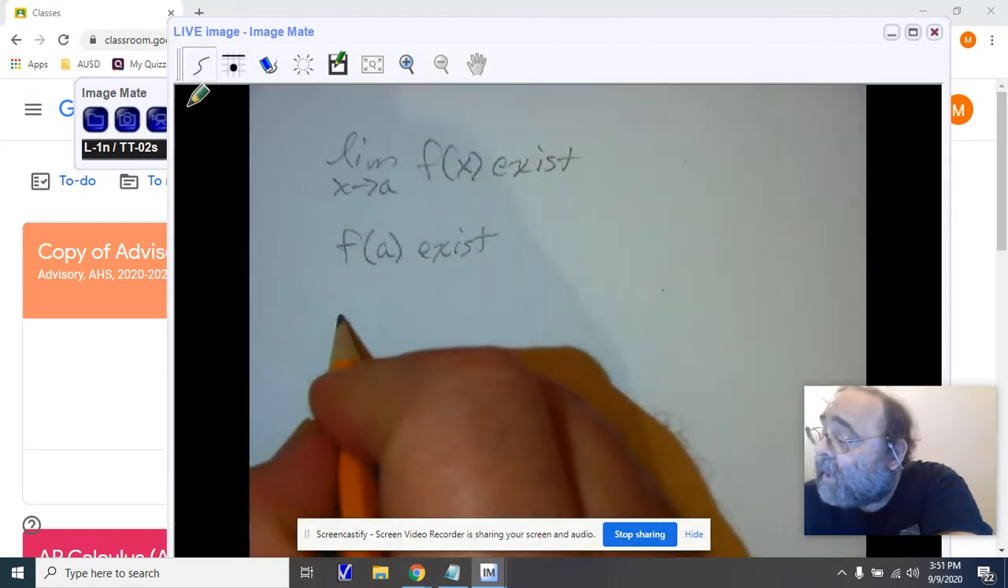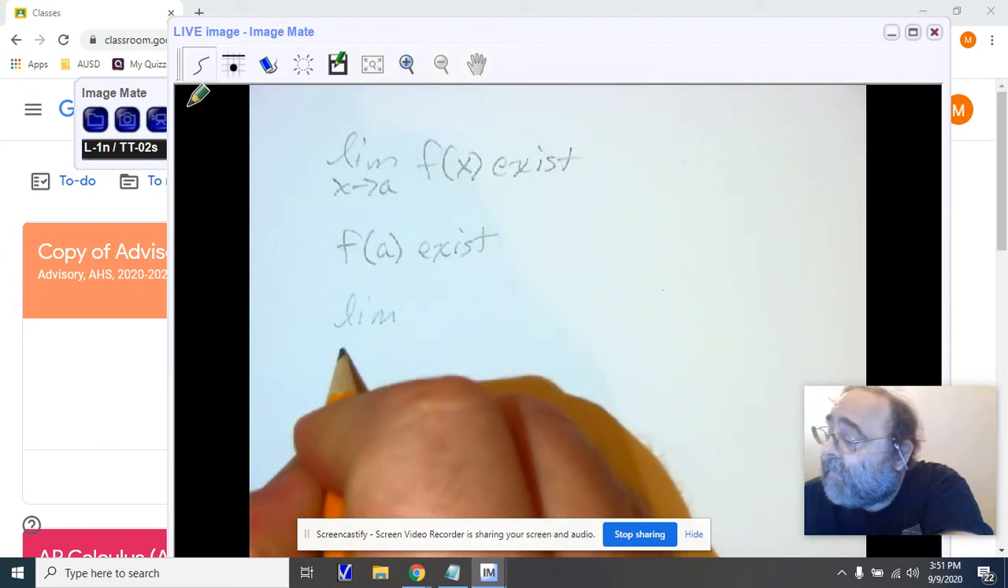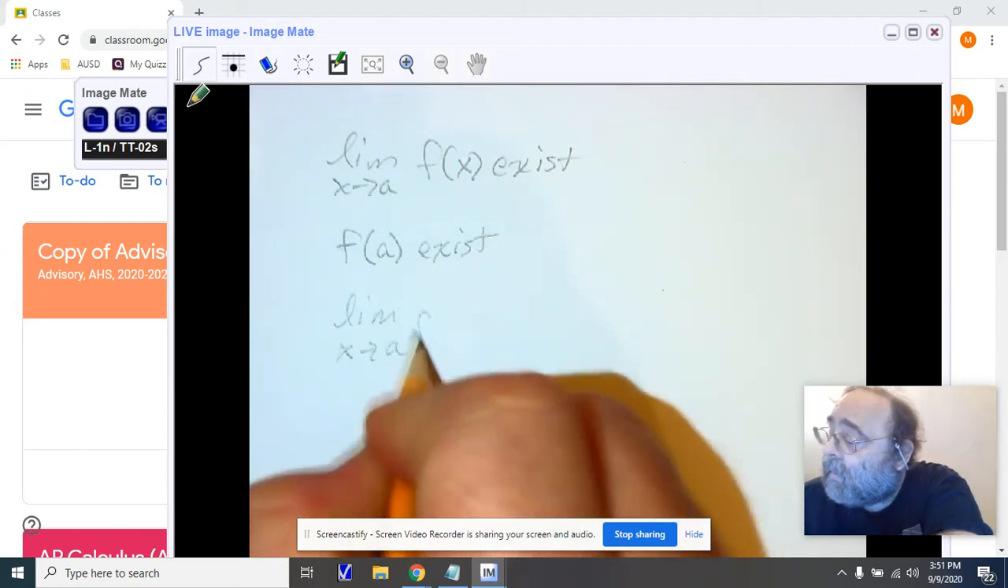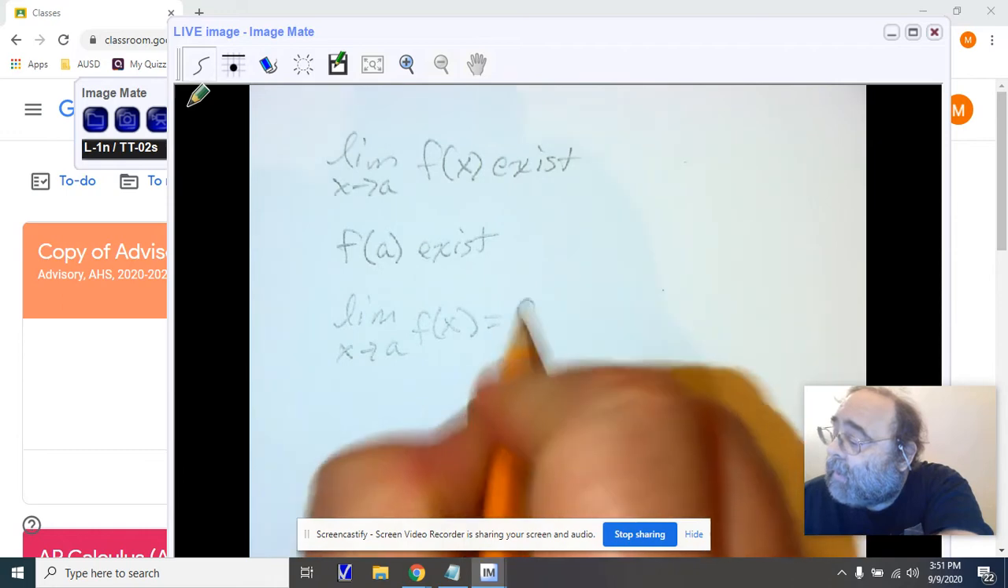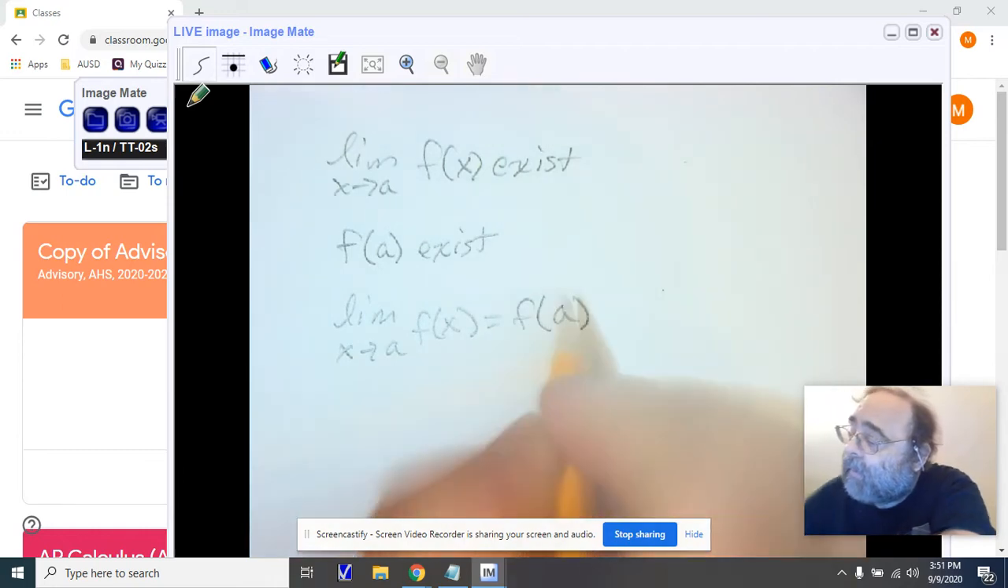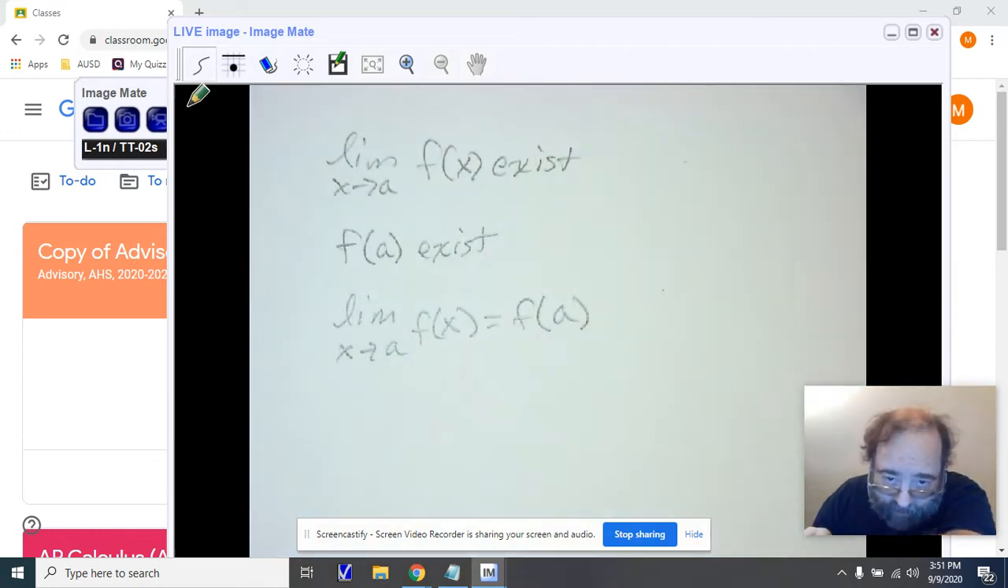And the third criteria is that the limit that we found in the first statement must equal the value found in the second. And this is what we're talking about for our three criteria.